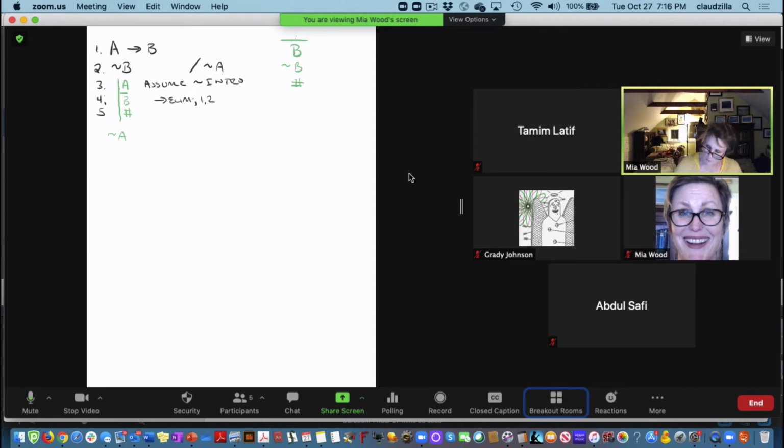And now we're at line 5, we've got our contradiction intro from lines 2 and 4, and then line 6 gets us out of that negation intro subproof. So we can say, I've just proven that A is not the case, so I've introduced the negation, and that's the subproof from lines 3 to 5.